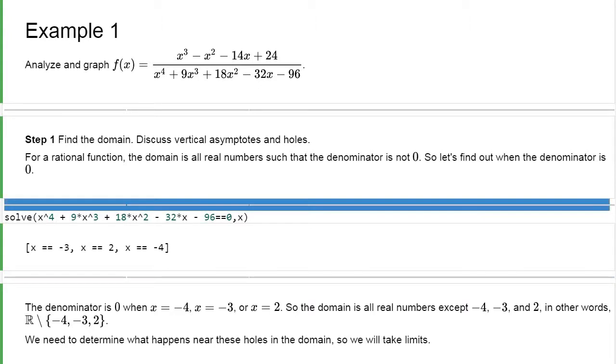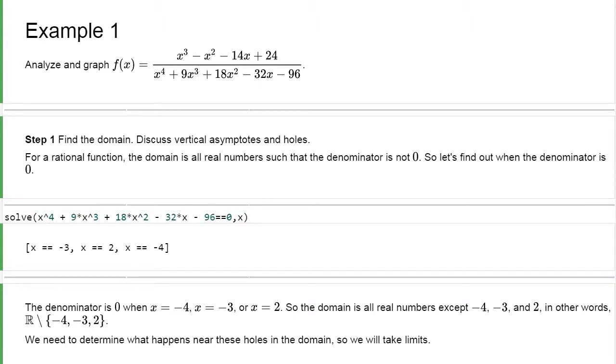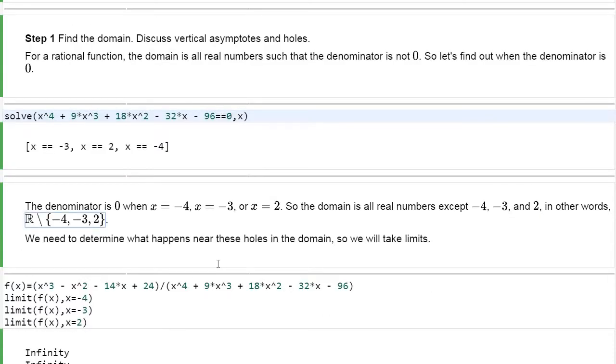So this is a rational function, so we have domain issues. Whenever the denominator, the bottom of this fraction, is 0, then you've got to throw that x out of the domain. So let's ask Sage to find out where the denominator is 0. Here's the denominator. I'm going to solve where that's equal to 0. There are 3 places. So the domain of this function is all real numbers except for these 3 things. Here's the set notation way to write that: all real numbers except -4, -3, and 2.